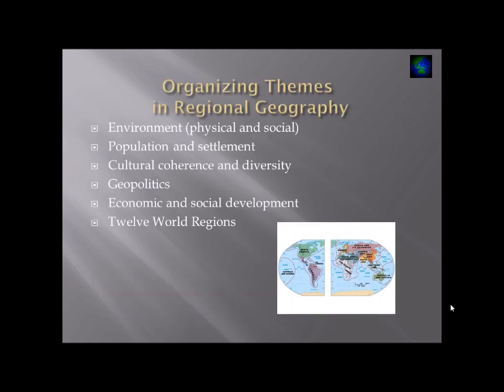There are 5 organizing themes in world regional geography. The first is environment, that's a physical and social term. The second is population and settlement. The third is cultural coherence and diversity. The fourth is geopolitics. And the fifth is environment and social development. So your textbook is divided up this way.